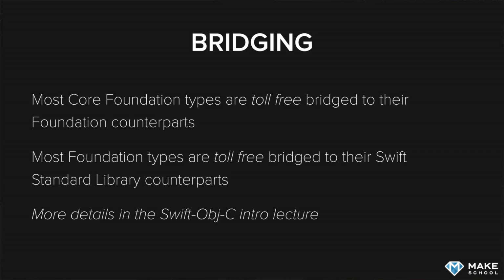But the cool part is all of these are what we call toll-free bridged. We're going to see an example on the next slide, and we're going to have a whole full lecture on the interoperability of these different frameworks. But essentially, it means you can take a Core Foundation array, which is called CFArray, and you can assign it to a Swift array, and the compiler and the runtime will work together to basically convert that.